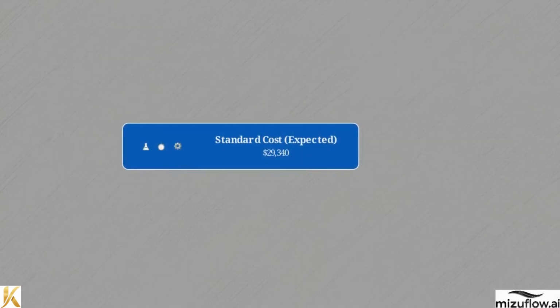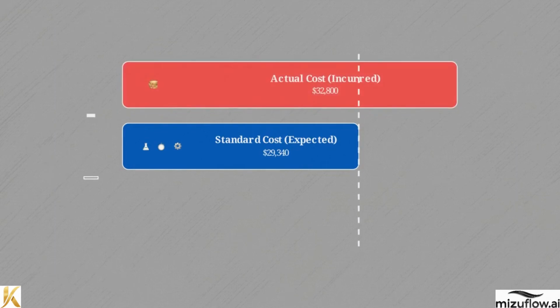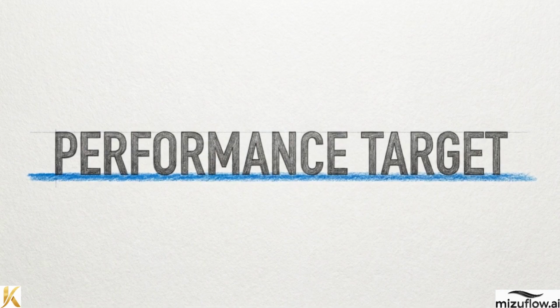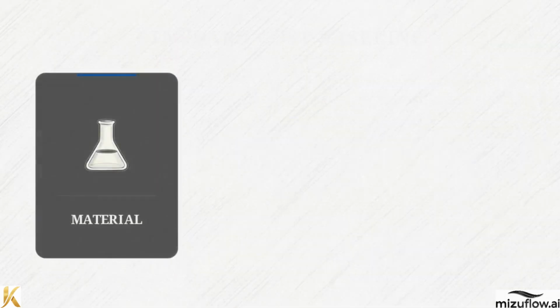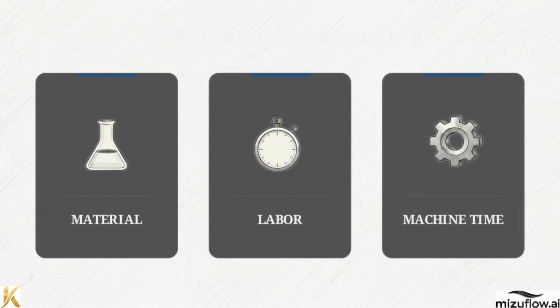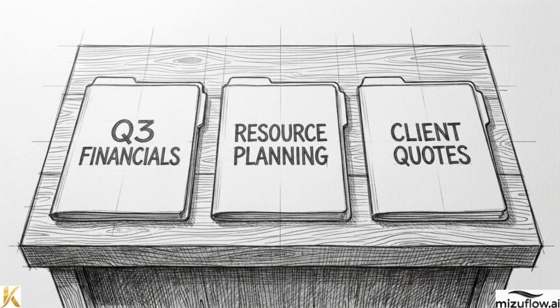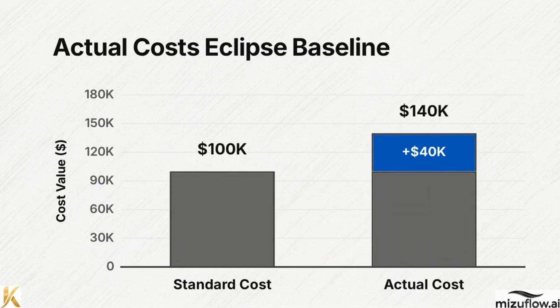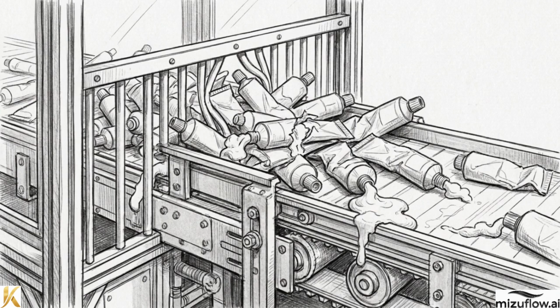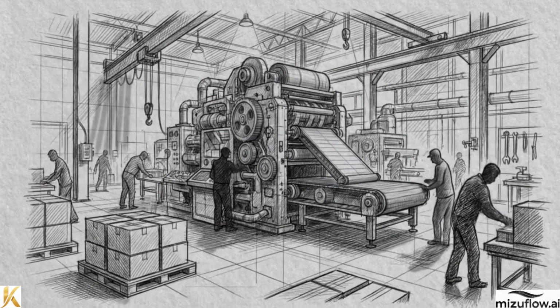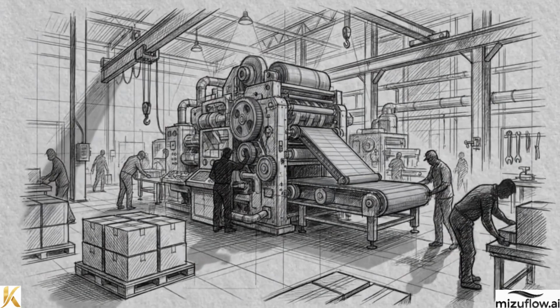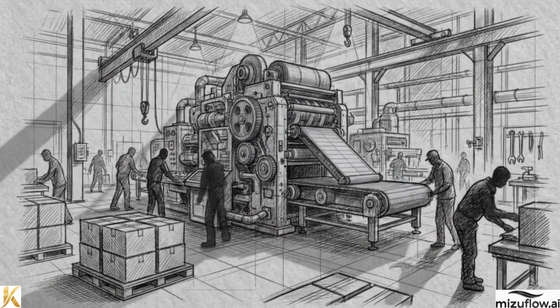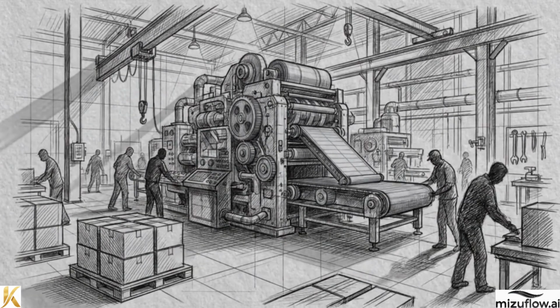Mathematically, this is simply the difference between the standard expected cost of production and the actual incurred cost. That standard cost is the absolute operational baseline. It sets the exact expectations for material usage, labor hours, and machine time required for accurate budgeting, forecasting, and pricing decisions. When actual costs eclipse that baseline, the resulting variance acts as a live diagnostic of operational failure, revealing exactly where time and money are bleeding out of the system.